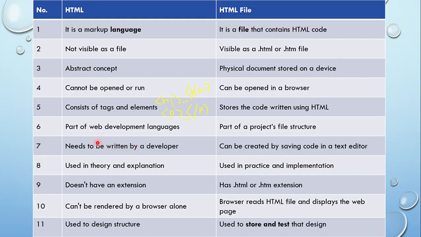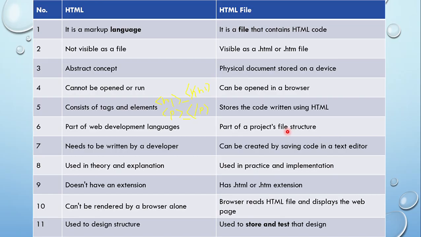Okay, next is HTML is a part of web development languages. Like CSS and JavaScript, you use them for the styles and structure of the HTML. So it is a part of the web languages, whereas an HTML file is a part of the project's file structure. It means an HTML file is a part of your website project. It's one of the files your site uses.